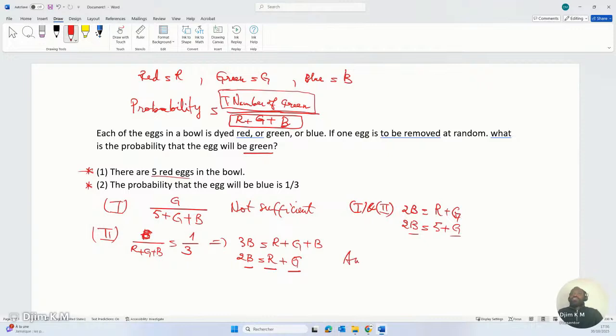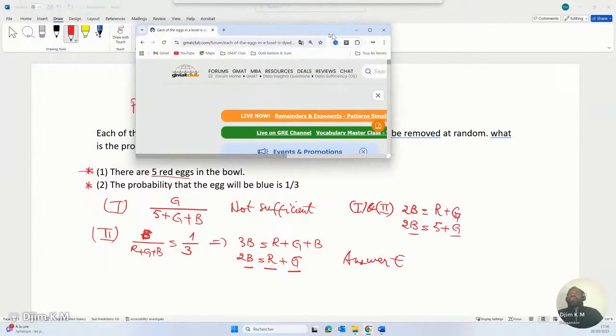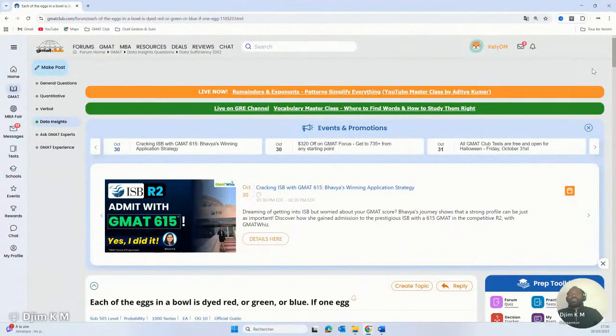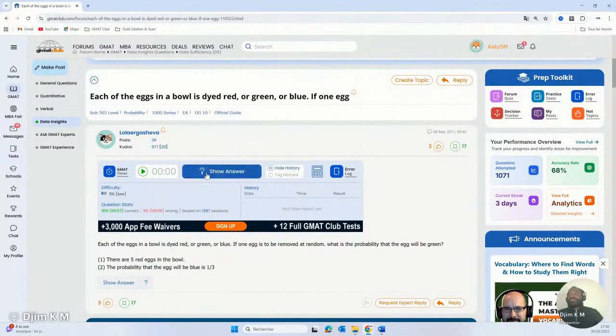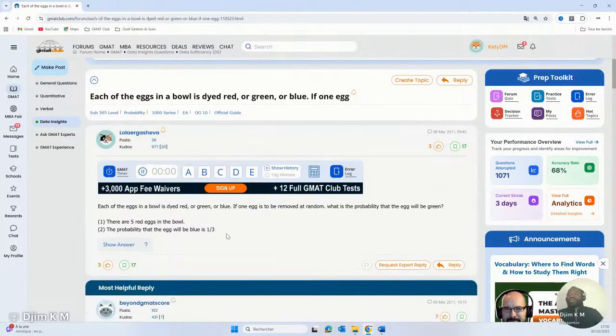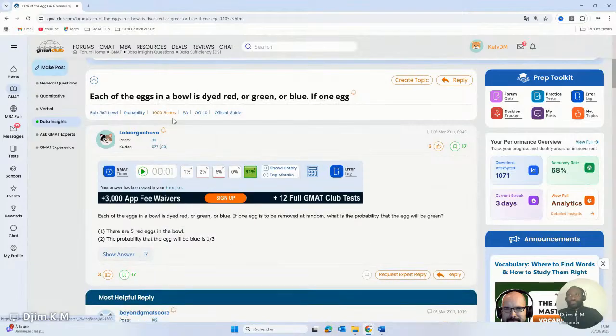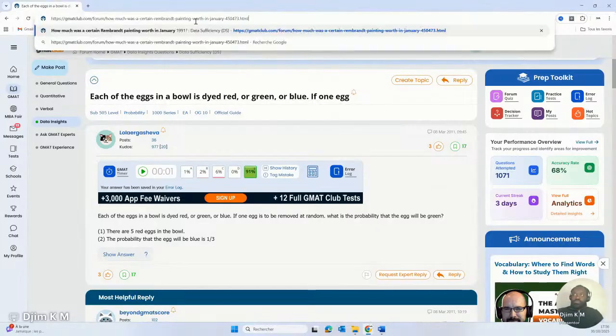So the answer is answer E. That is to say that none of the conditions here is sufficient. So let's try to see if that's the correct answer. Answer E. Okay, so the next question.